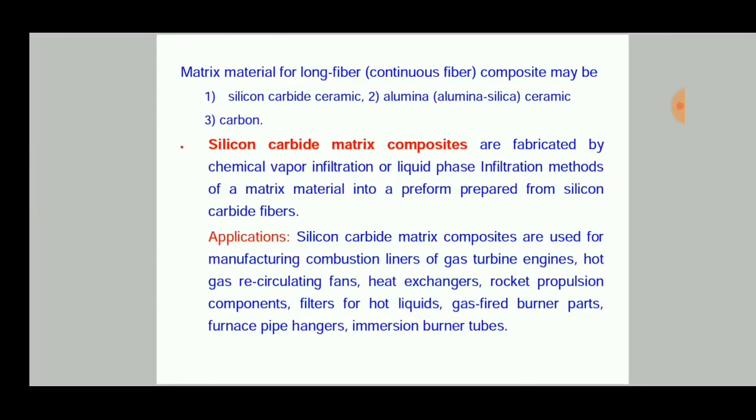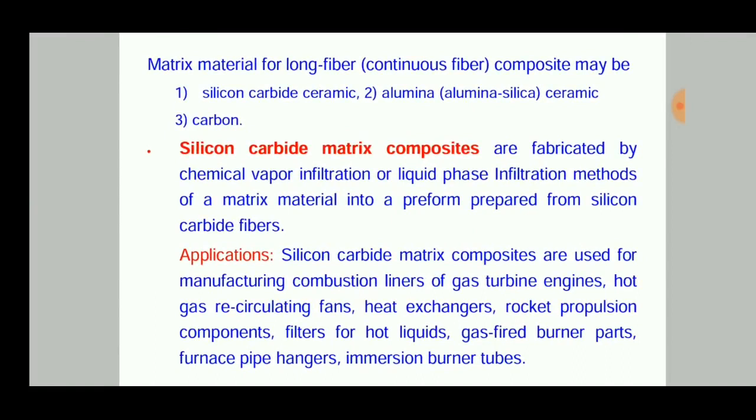There are three types of matrix material: silicon carbide ceramic, alumina or alumina silica ceramic, and carbon. Of these, carbon is most widely used in industries such as medical, transport and technological, etc. Silicon carbide matrix composites are fabricated by the chemical vapor infiltration or liquid phase infiltration method of a matrix material into a preform prepared from silicon carbide fibers.